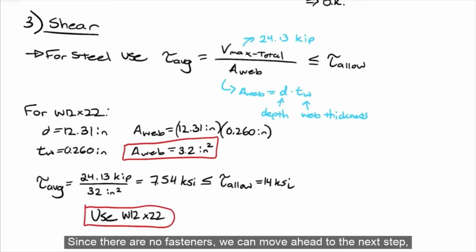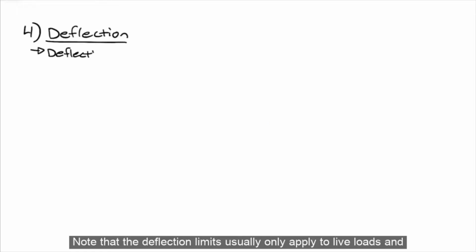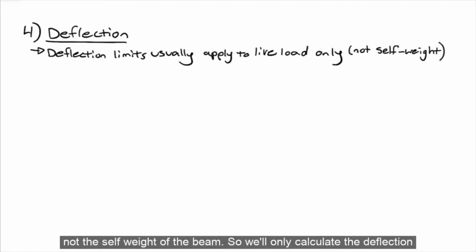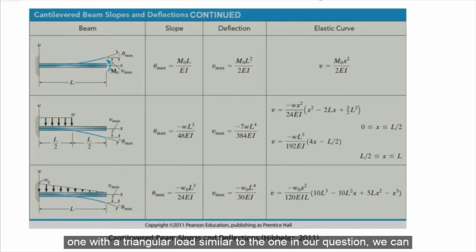Since there are no fasteners, we can move ahead to the next step, which is to check the deflection. Note that the deflection limits usually only apply to live loads and not the self-weight of the beam. So we'll only calculate the deflection due to the triangular load. If we take a look at the beam tables and find the one with a triangular load similar to the one in our question, we can see that the maximum deflection equation will be this.